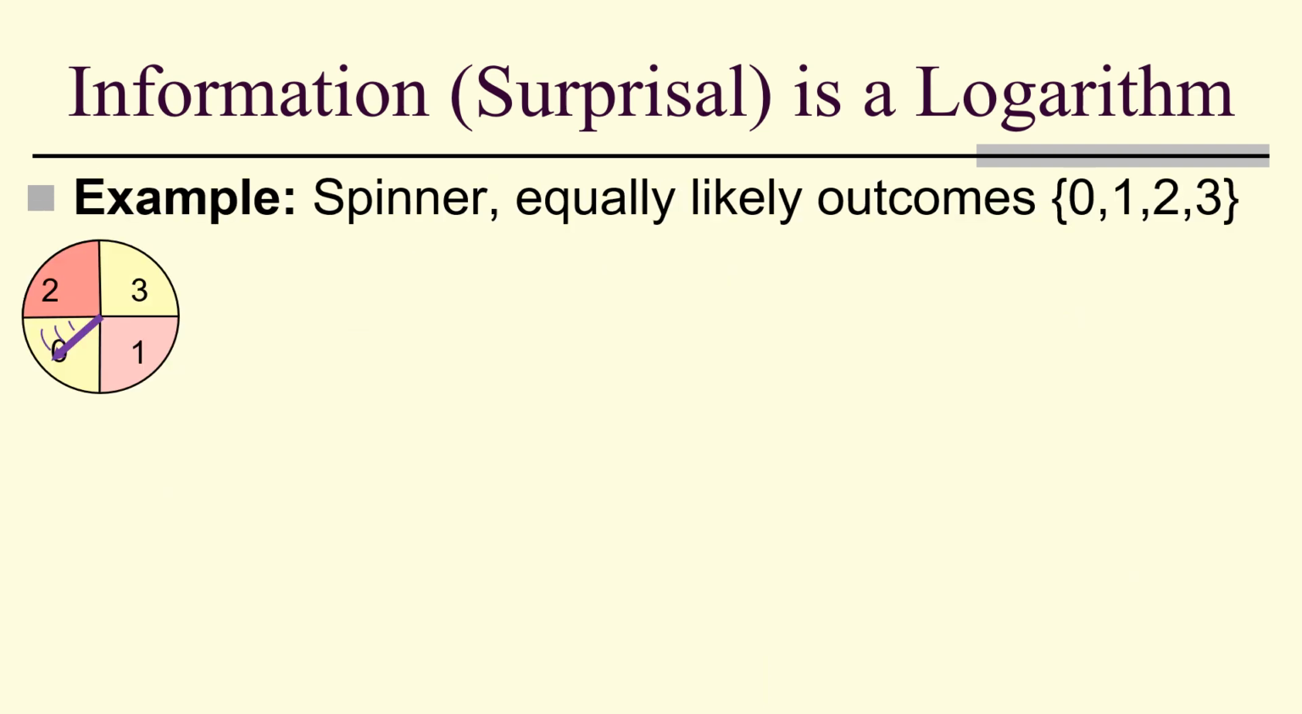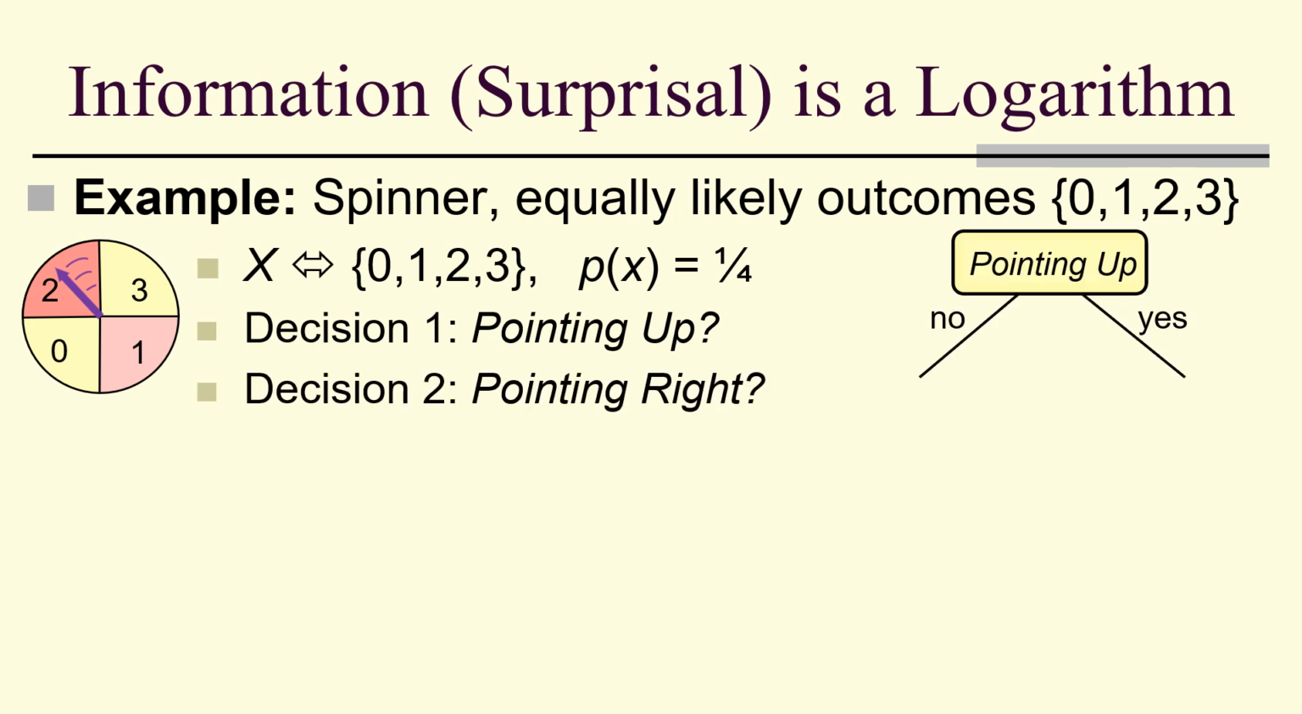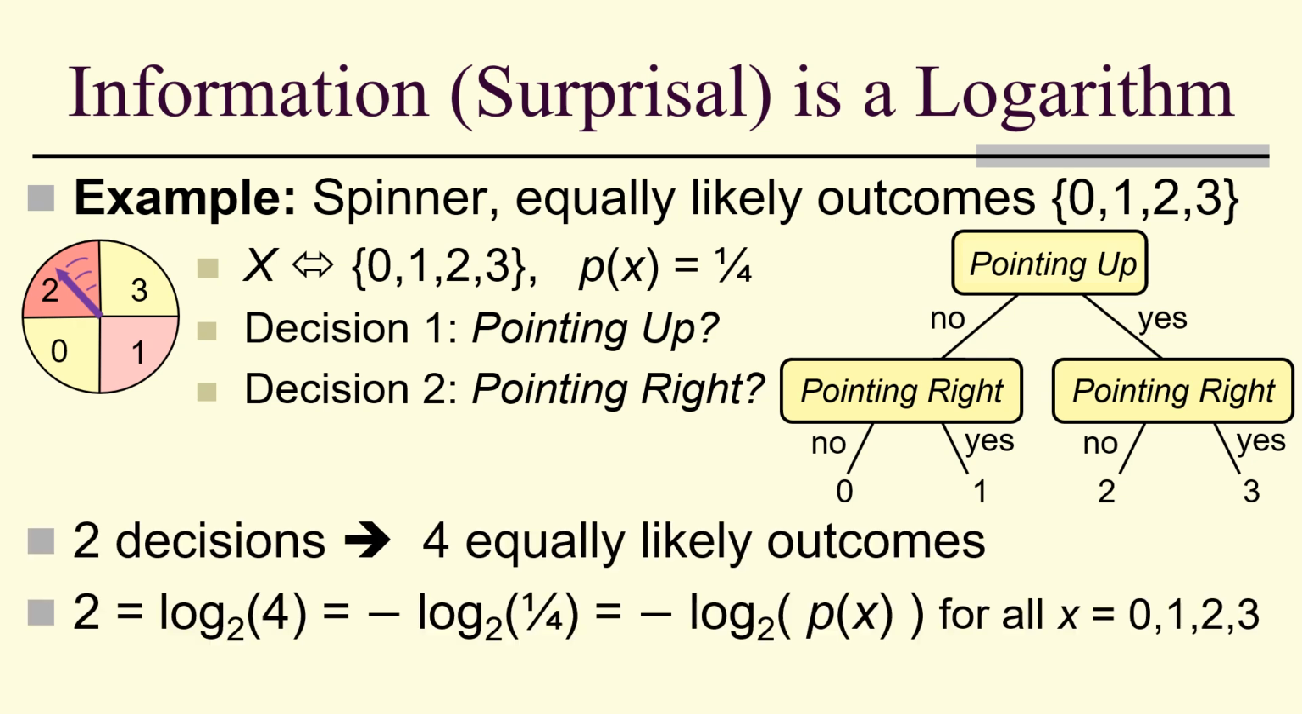Suppose we spin this spinner and we get equally likely outcomes of 0, 1, 2, and 3. So my sample space and my variable X: each outcome has a probability of a fourth. The first decision is the question, is the pointer pointing up? Yes or no? Second decision, is it pointing right? Yes or no? Given those two decisions, we have enough information to determine all the outcomes. Two decisions can give us all 4 equally likely outcomes.